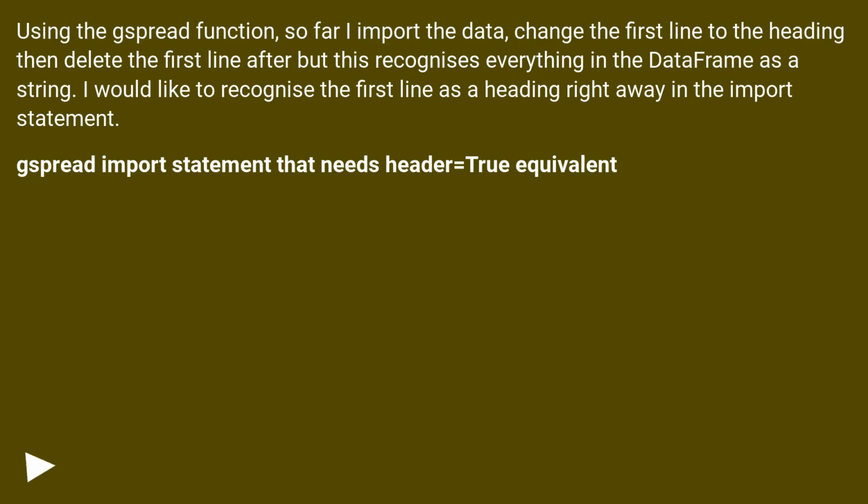Using the gspread function, so far I import the data, change the first line to the heading, then delete the first line after, but this recognizes everything in the data frame as a string. I would like to recognize the first line as a heading right away in the import statement. gspread import statement that needs a header equals true equivalent.